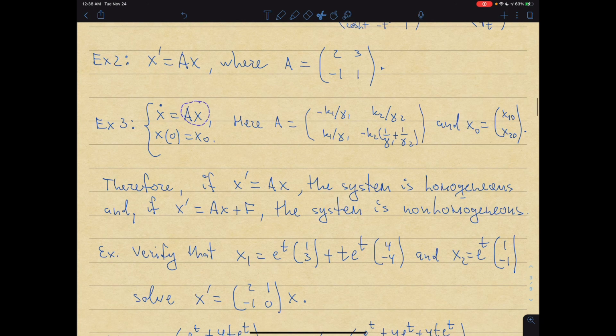And a final comment here is that if I see a system like this or matrix equation like that with capital F, then it's non-homogeneous. If there is no capital F, then it is homogeneous.